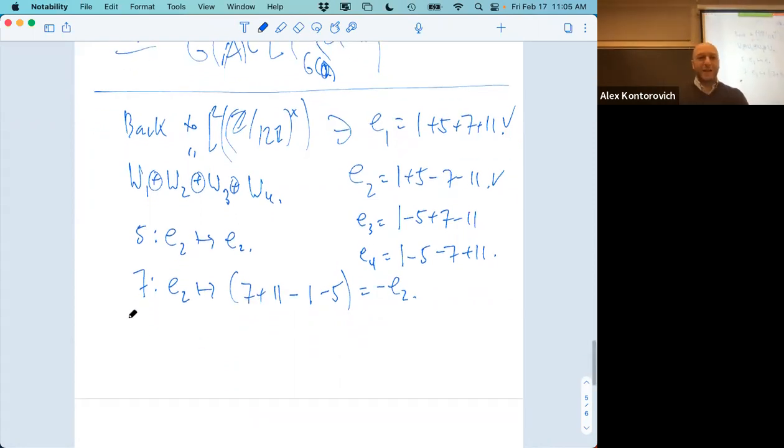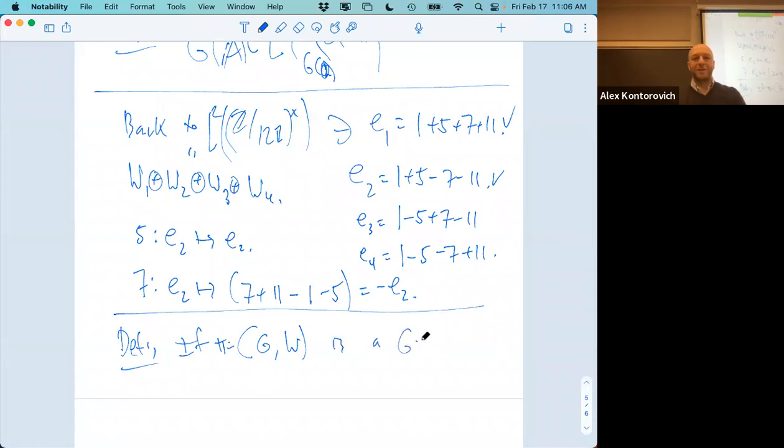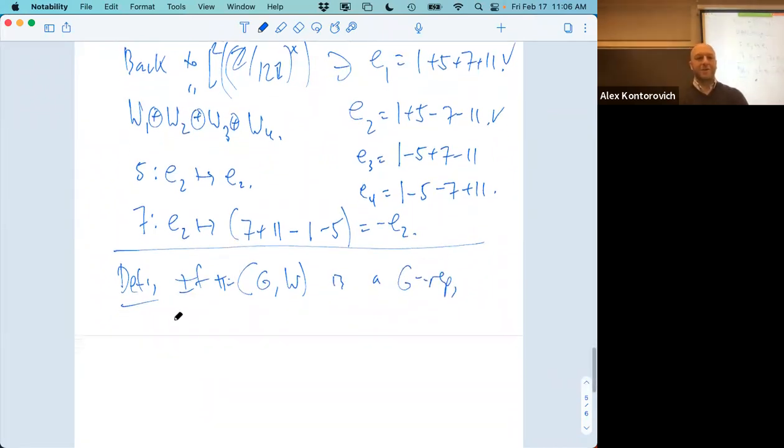Okay, so let's get all the way to characters. What's the character of a representation? Definition: if G is anything, it doesn't have to be V, and pi, W is a G representation, the character of pi is a map from G to the complex numbers, given by, it takes g to, well, pi of g is a matrix, right? Pi of g is an automorphism of W.